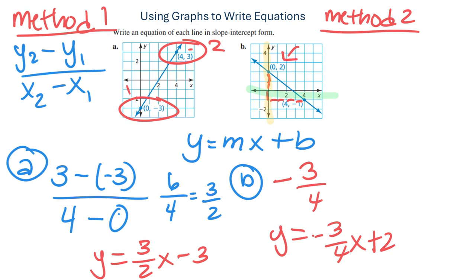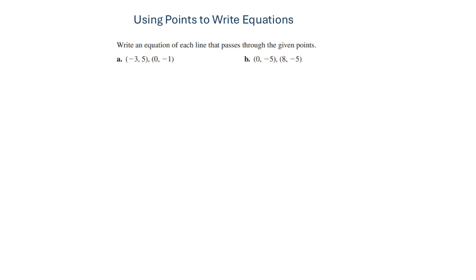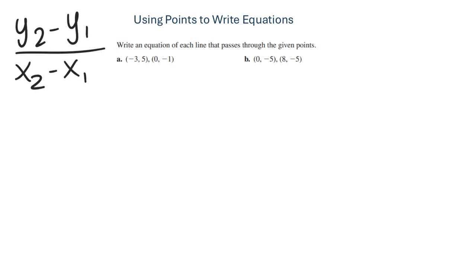Okay, can we go on? We're good? Number 4, now we have what? Writing an equation of a line with given points. Again, we're going to do y2 minus y1 over x2 minus x1. And our end goal is what? y equals mx plus b. Okay, so in A we have what?